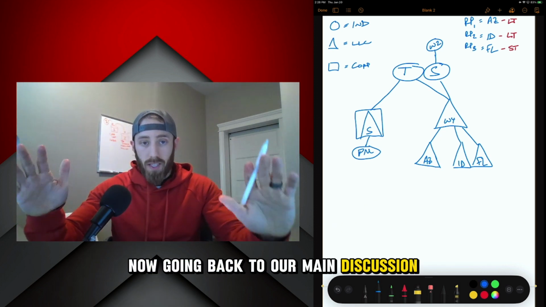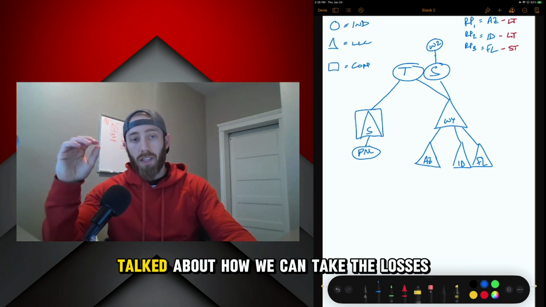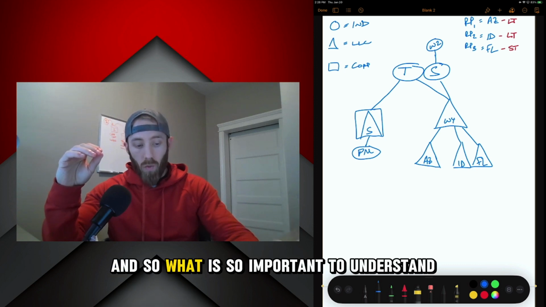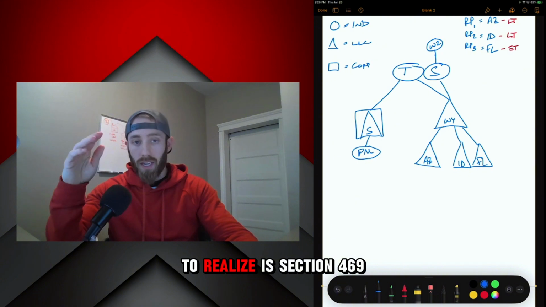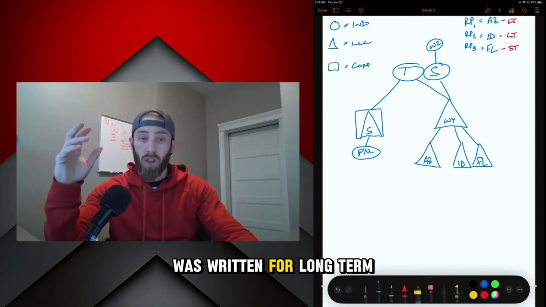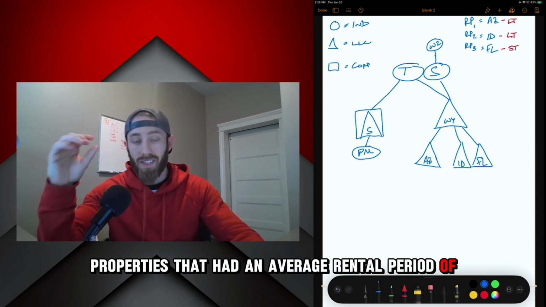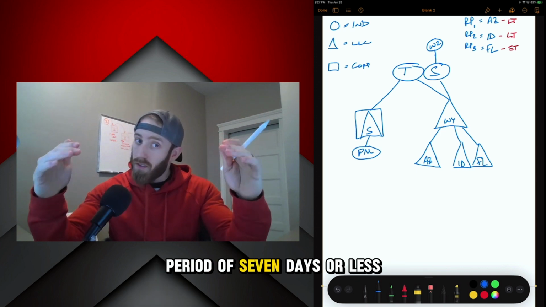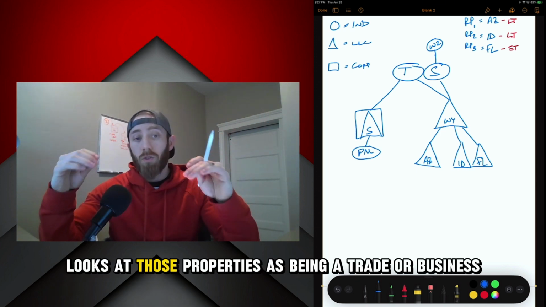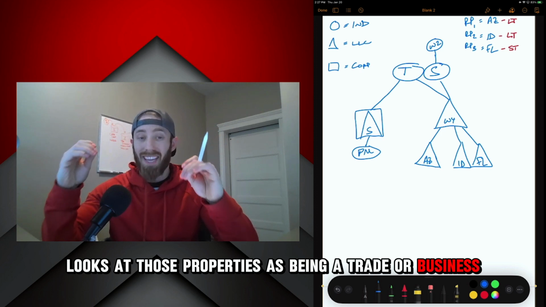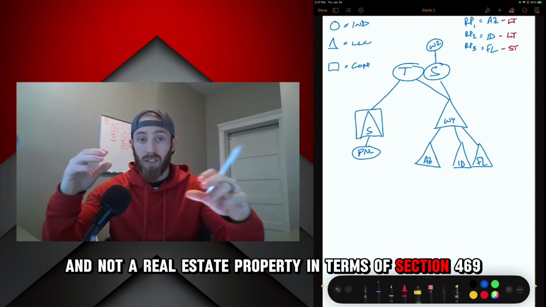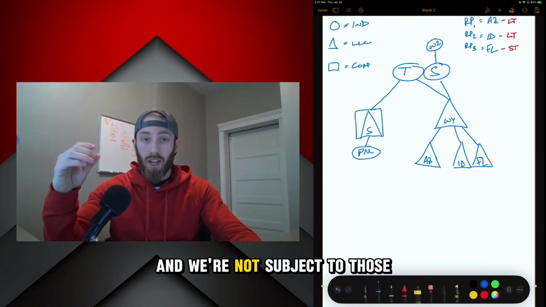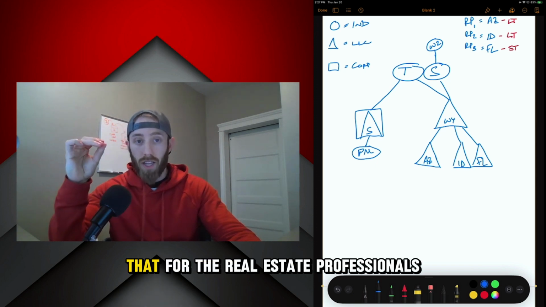Now, going back to our main discussion at the beginning of this series, we talked about how we can take the losses from our real estate properties against our ordinary income. And what is so important to understand is Section 469 was written for long-term properties that had an average rental period of 7 days or more. So when we're talking about these short-term rental properties with an average rental period of 7 days or less, Section 469 looks at those properties as being a trade or business and not a real estate property in terms of Section 469, which is why we're able to get around the real estate professional rules, and we're not subject to those strict guidelines for real estate professionals.